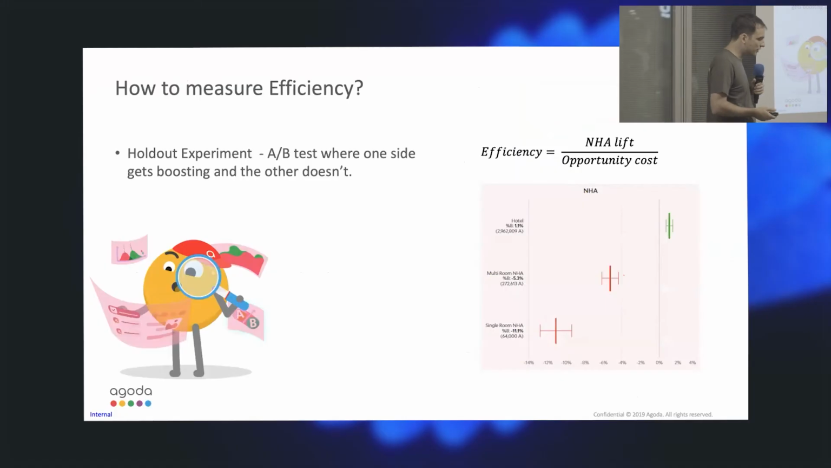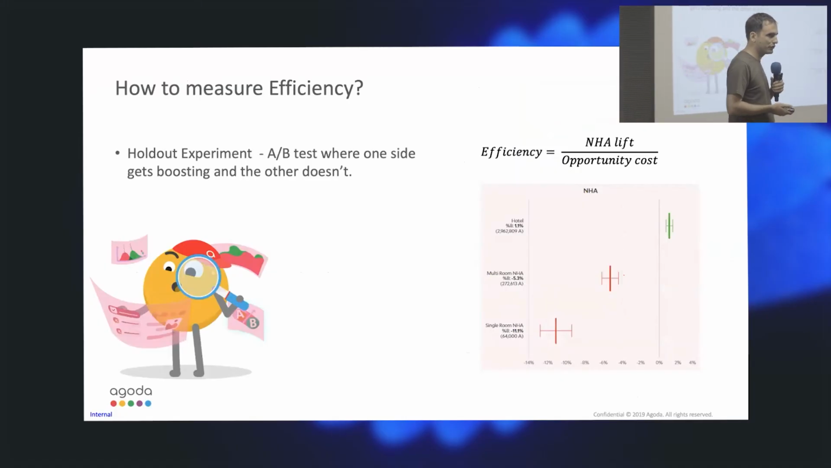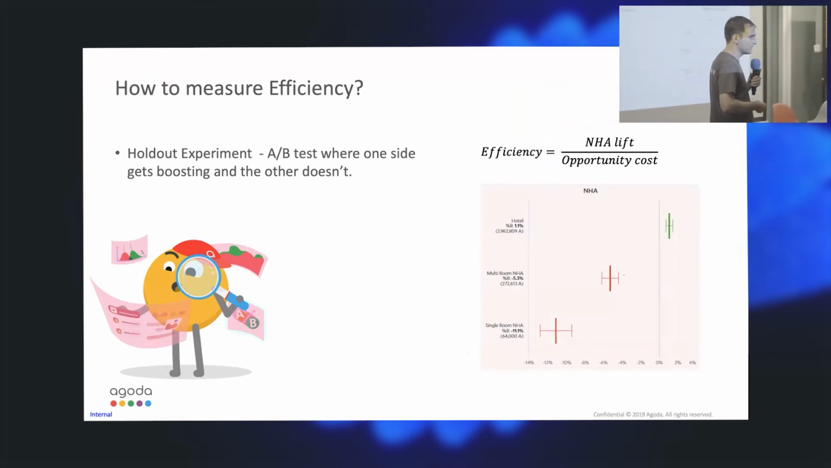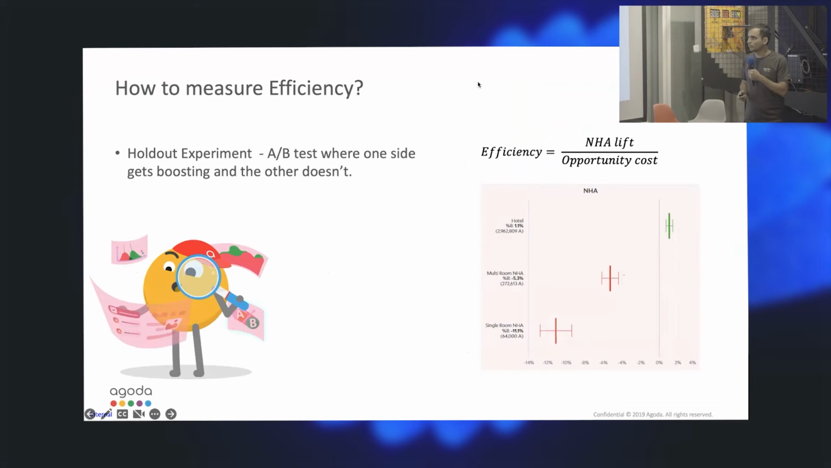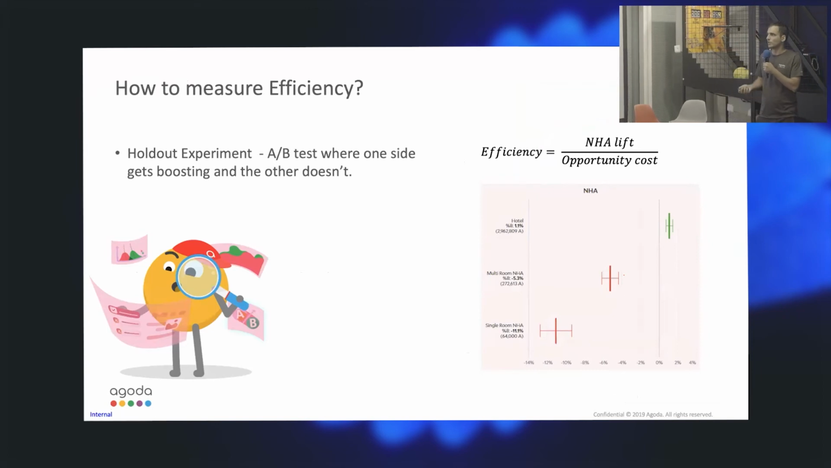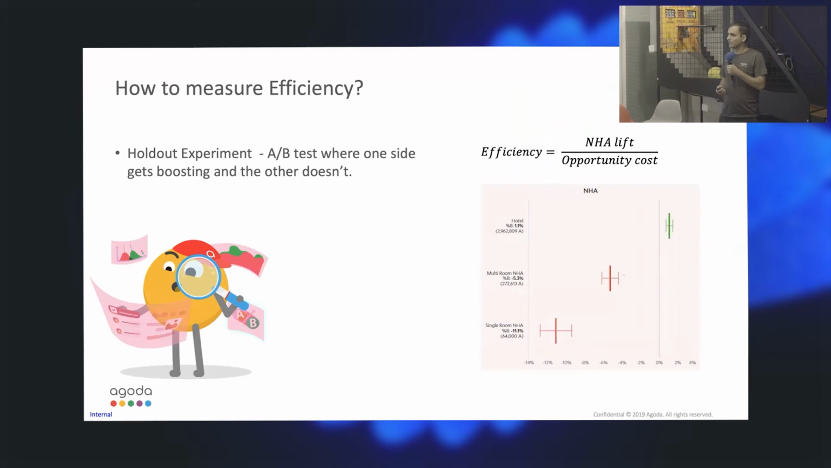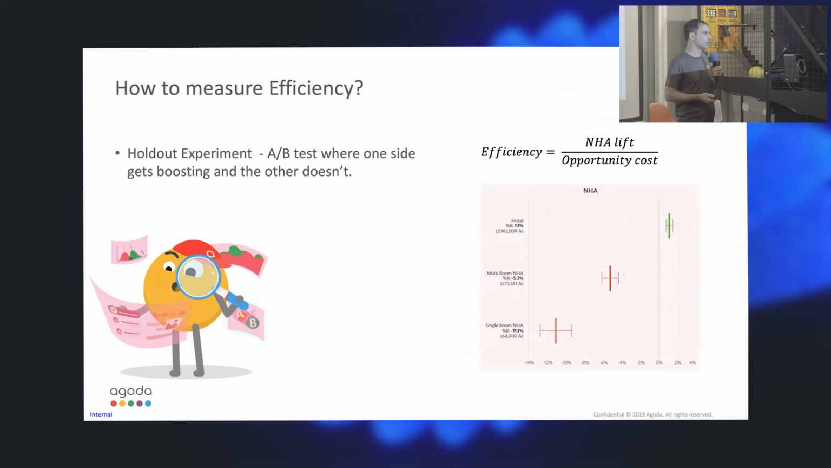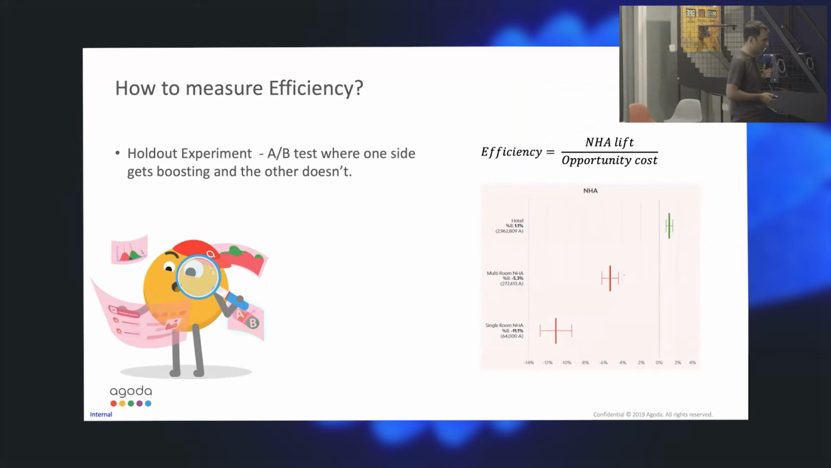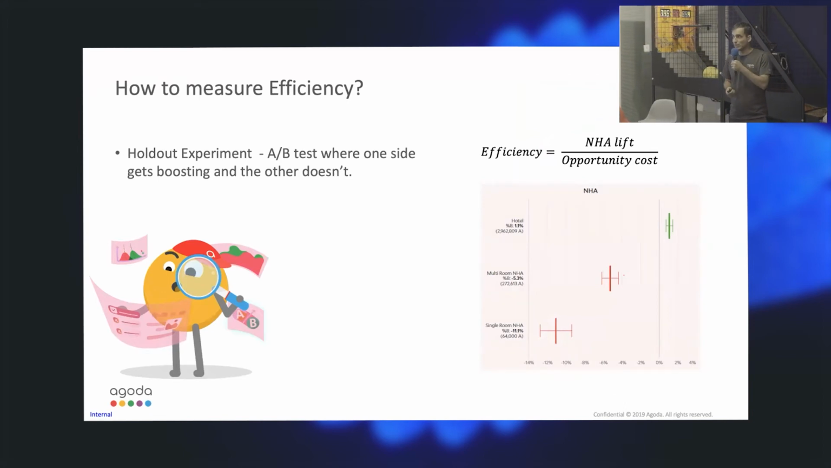And now the question remains, how do we measure efficiency? How do you know what the increased lift is and how much it costs us? The answer is similar to what Tabula showed. Basically we do a holdout experiment. Here the B side, the treatment, is the holdout. These are users that don't get boosted at all. So they just see the ranking engine's results without any bias.